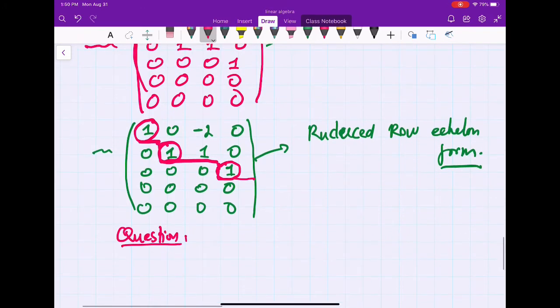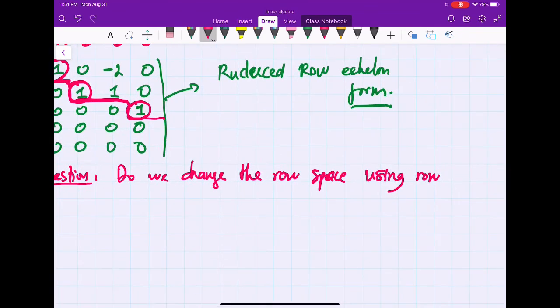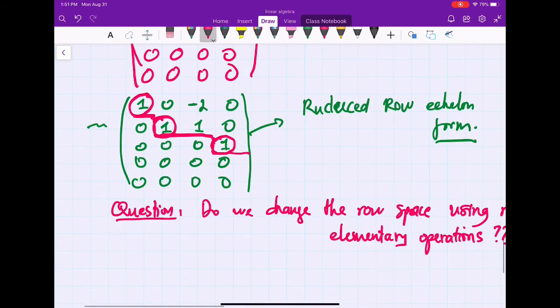Now we use row elementary operations, right? So do we change the row space using row elementary operations? That is the first question. Because it's obvious that the first three rows, this row, this row, and this row, are linearly independent. Is that correct? So can we choose them as a basis for the row space or not?